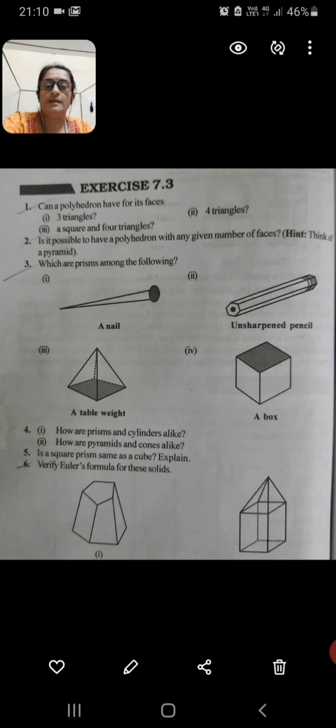And one more is there, that is pyramid. A pyramid has a base. It may be a triangle, it may be a square, it may be a rectangle, a pentagon. It will be a polygon, and the other faces are in triangular shape. So it is called a pyramid. So different types of pyramids also are there.